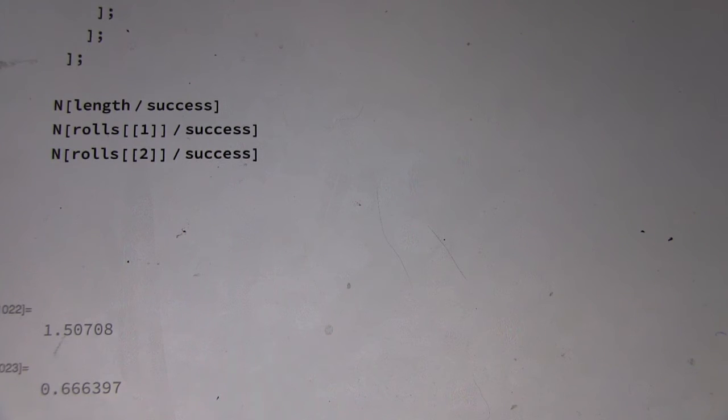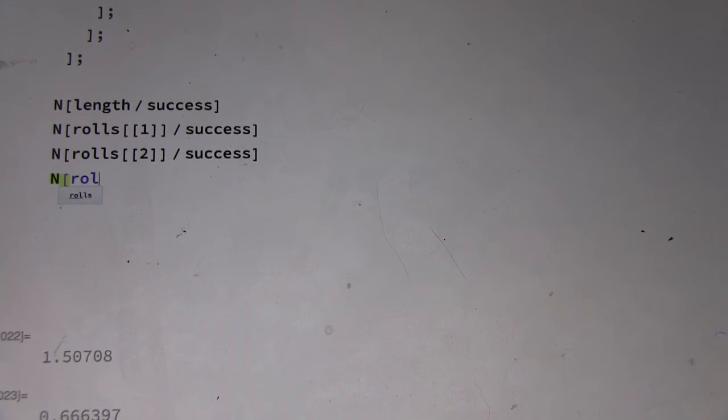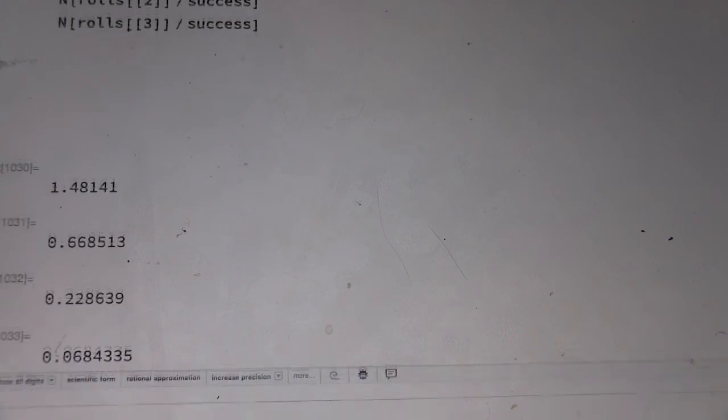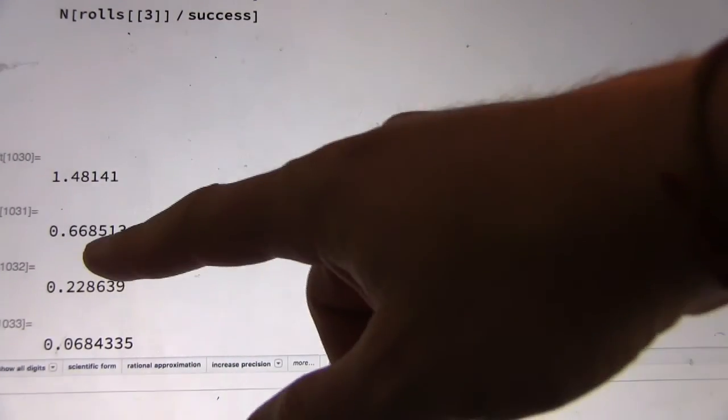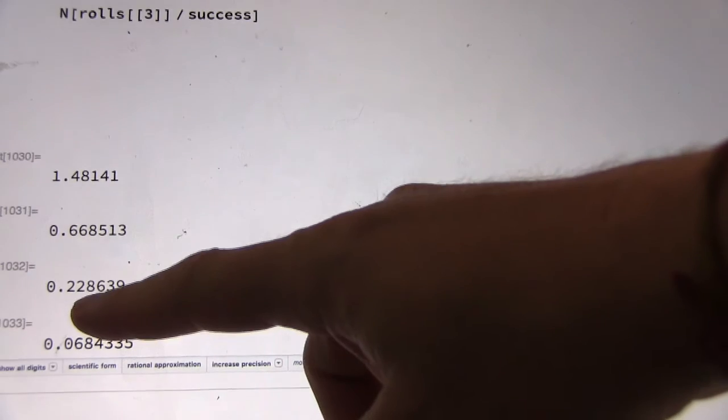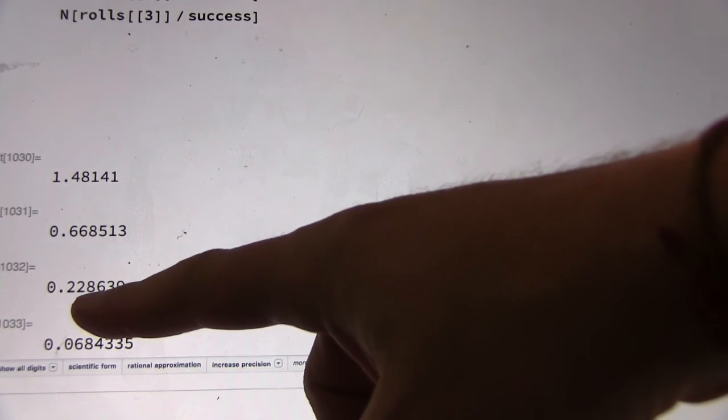So here's how often we're getting it on the second time. Here's how often we're getting it on the third time. Okay, so it drops off really fast. So roughly 2/3 of the time, like we thought. Can you recognize what this probably is?